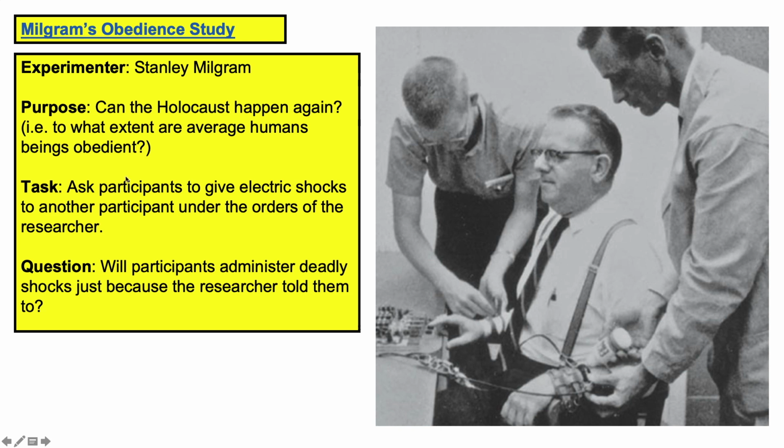So in the experiment he designed, he asked participants to give electric shocks to another participant under the orders of the researcher. We're going to look at that setup in a minute. So the question here is, will participants administer deadly shocks just because the researcher told them to? You see here the analogy to a dictator giving orders to soldiers or the wider population. The researcher is the one giving the orders, the participant having to execute the orders that could potentially hurt somebody else.